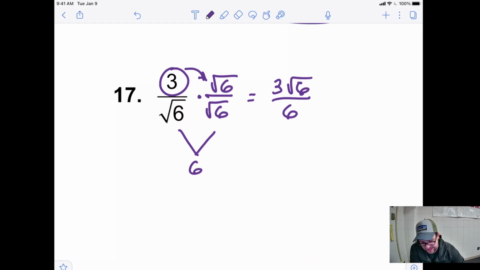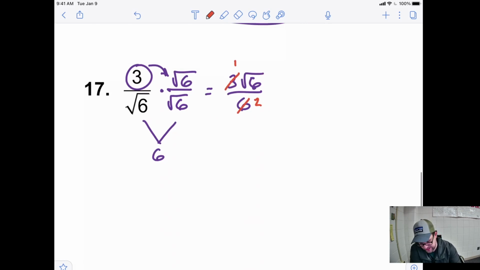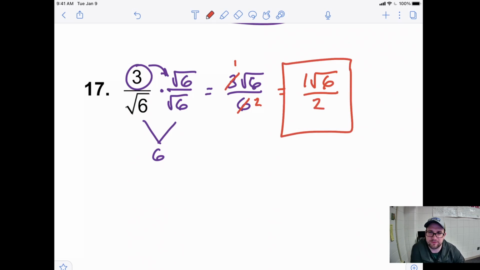But this is not a final answer. The reason this is not a final answer is because 3 and 6 can actually be reduced. 3 goes into 3 one time, 3 goes into 6 two times. These are both outside numbers, so they get treated like a fraction does. So you're going to be left with 1 square root of 6 over 2, which will be your final answer.